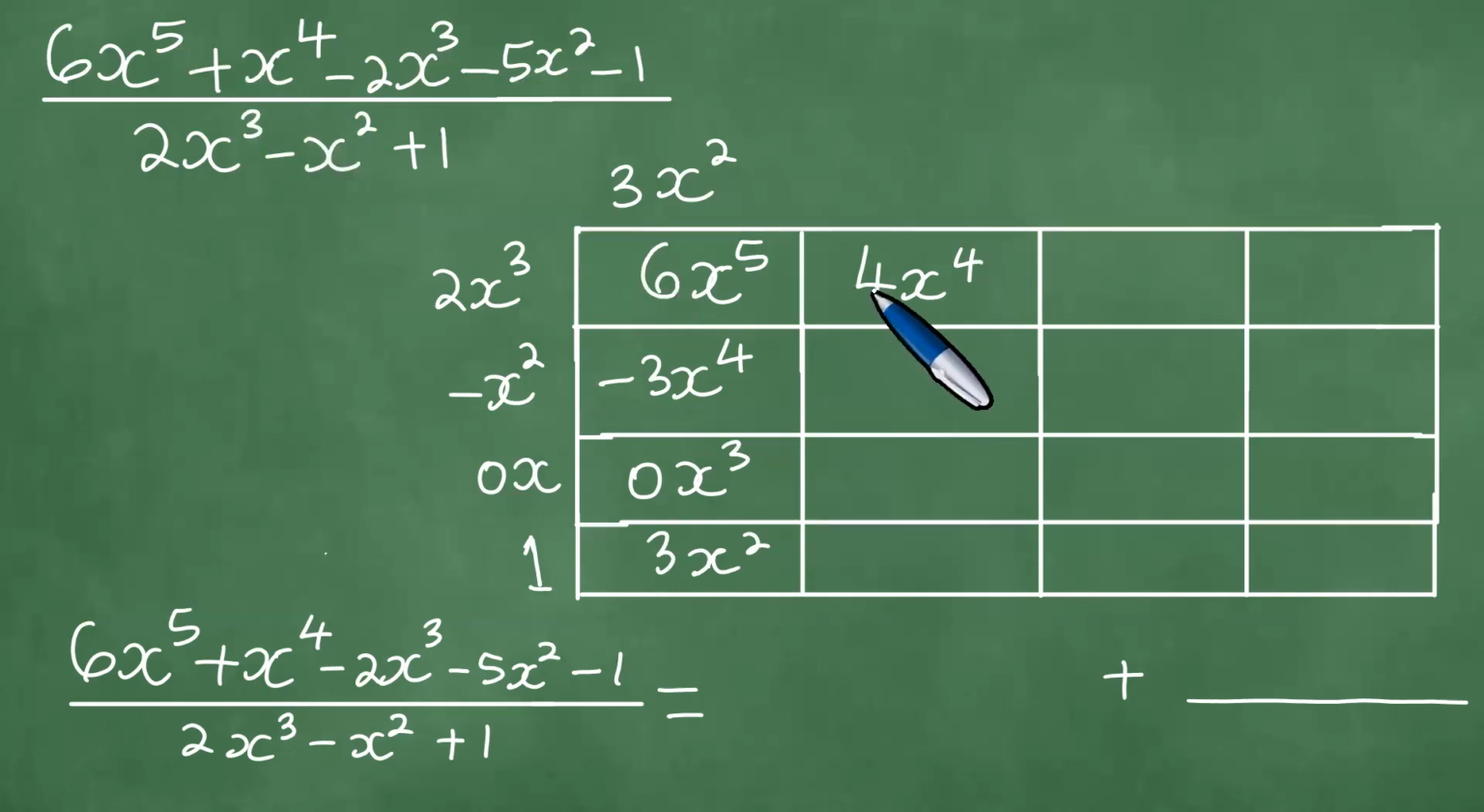So we divide this point here. We divide 4 by 2, and we get 2. We have x to the fourth power divided by x cubed, and it's only x. So now 2x cubed by 2x is 4x to the fourth power. Minus x squared by 2x is minus 2x cubed. 0x times 2x is 0x squared. 1 times 2x is 2x.